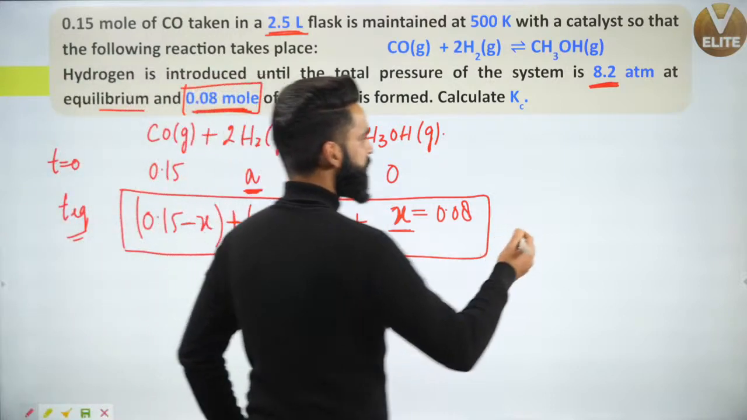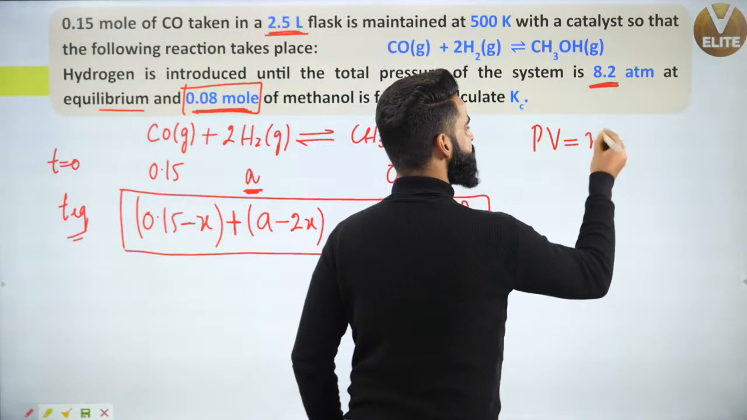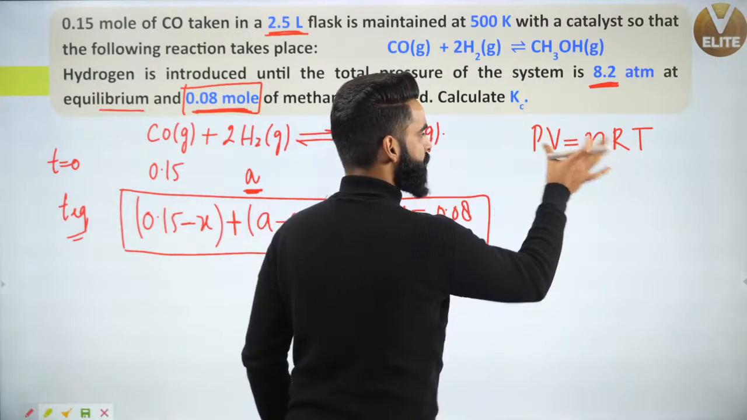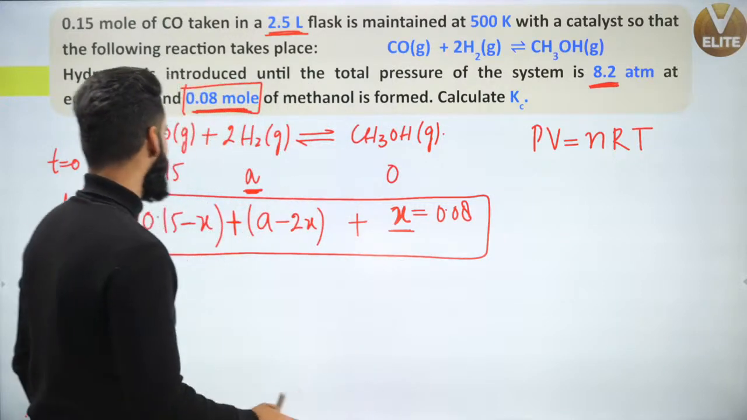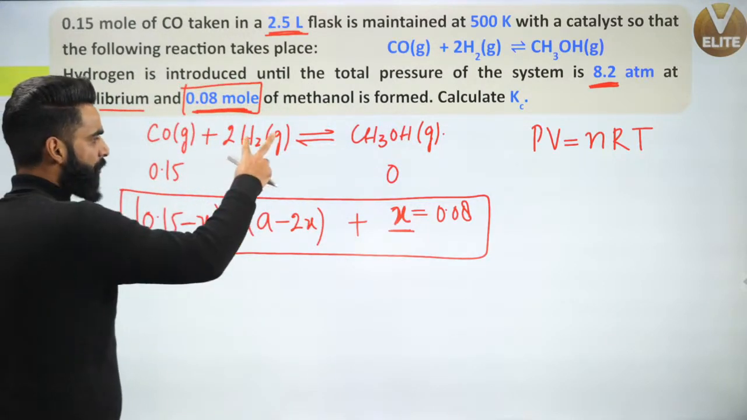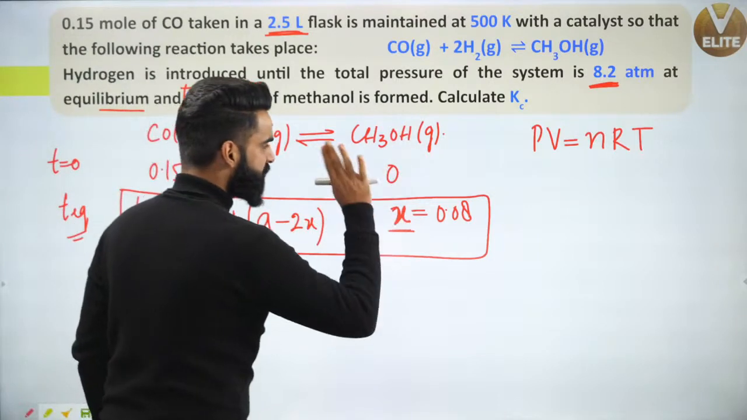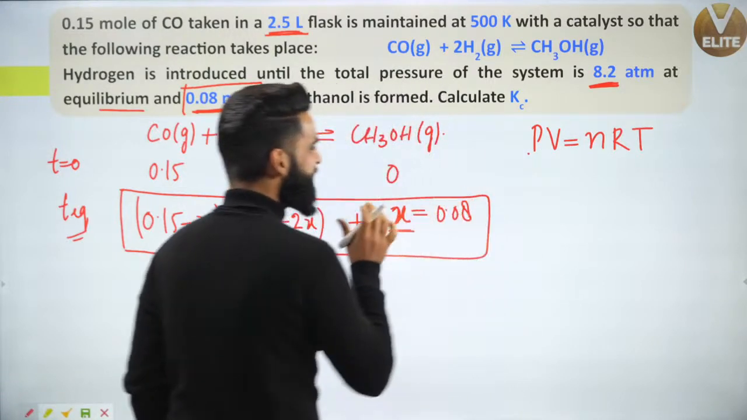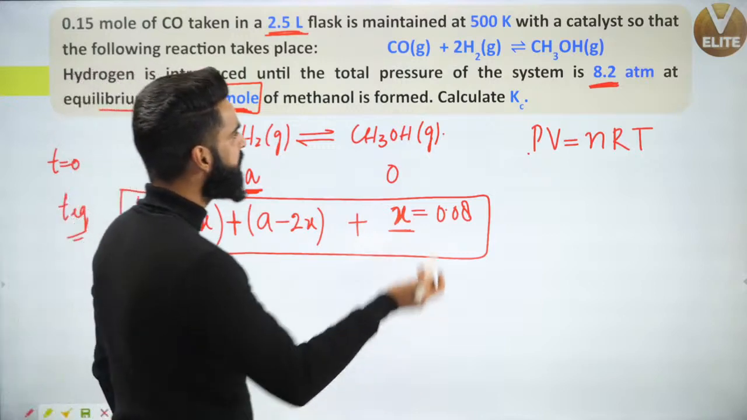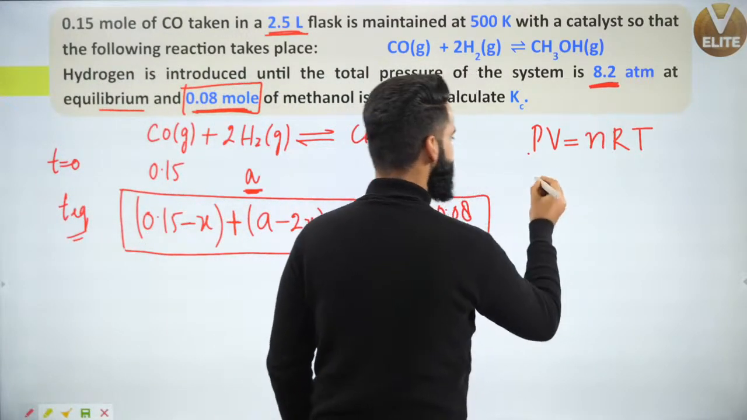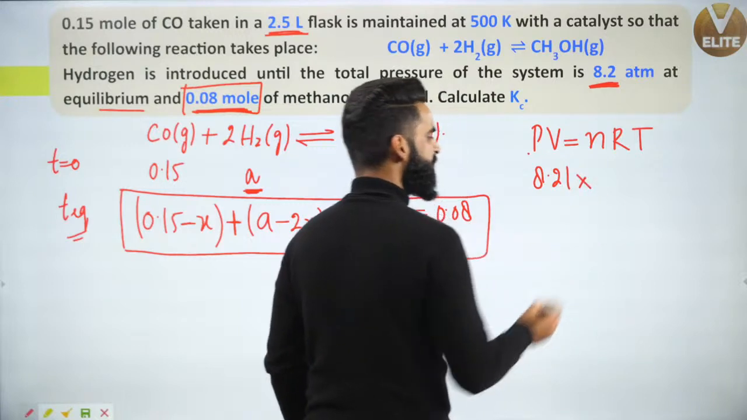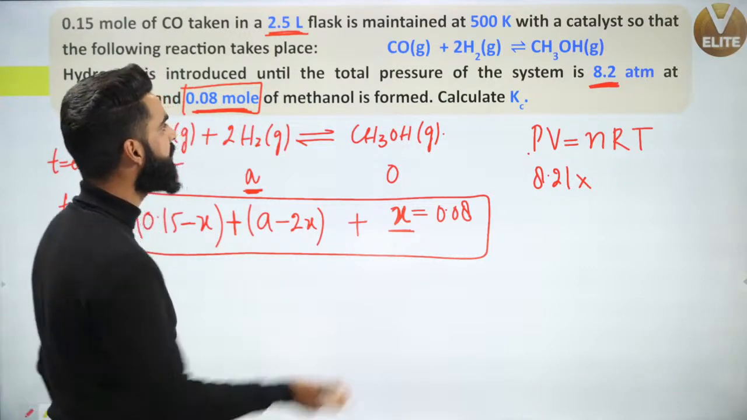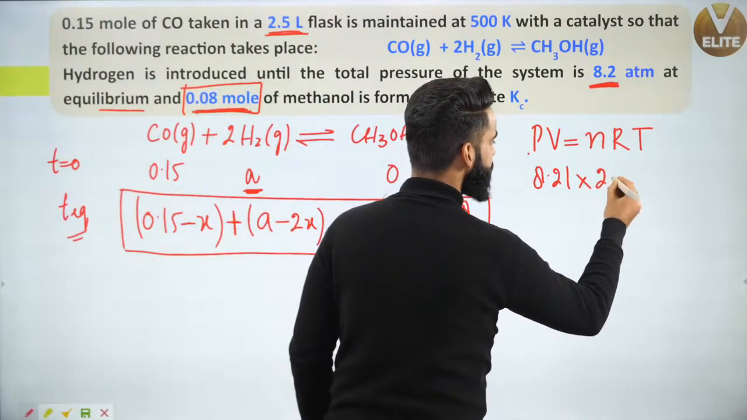First of all, what am I going to use? I'll use the ideal gas equation, PV is equal to nRT. Why am I using this? Understand one thing, I'm using this ideal gas equation at equilibrium. And at equilibrium, I have got a few moles of carbon monoxide, a few moles of H2, and a few moles of CH3OH as well. So this P is going to be the pressure of the mixture at equilibrium, and it is given to me as 8.21 multiplied by the volume of the mixture, which is the same as the volume of the container, 2.5.